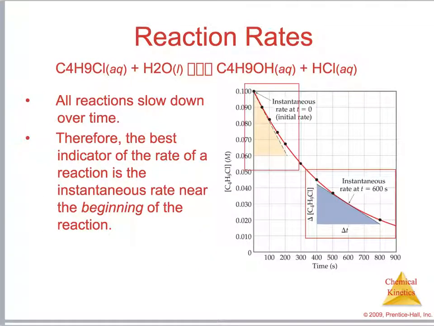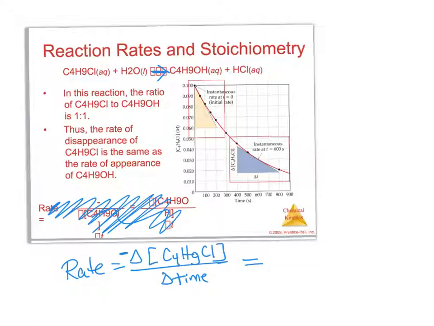What we're more concerned with is measuring rates. This is supposed to be an arrow. So the best measurement of the rate of reaction is at the beginning of the reaction, because as we said, they all slow down over time. So the best measurement is from the beginning of the reaction when we are measuring rates of reaction.